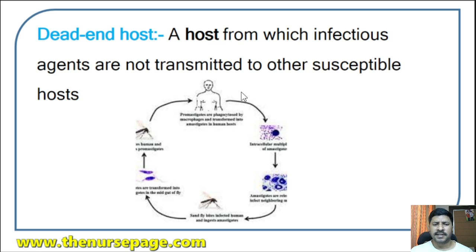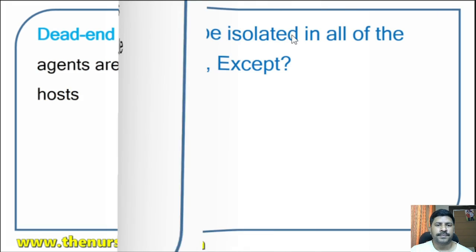But dead-end human disease means after reaching humans, it will not transmit to other animals. That means the dead-end host is human, a host from which infectious agents are not transmitted to other susceptible hosts. That is why humans are known as dead-end hosts for diseases like bubonic plague, hydatid disease, etc.